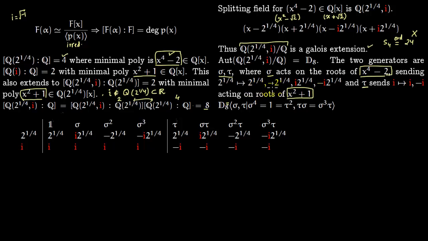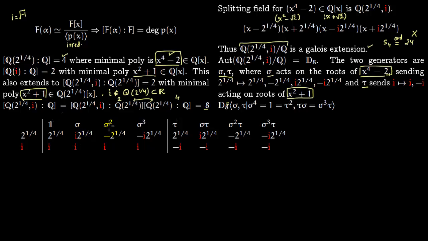So sigma will just act on the roots of x^4 - 2. So sigma will just act on 2^(1/4), and it will not touch this complex i, which is the root of x^2 + 1. So sigma keeps i as such, and it multiplies 2^(1/4) by complex i.